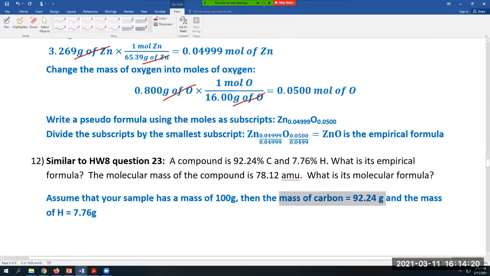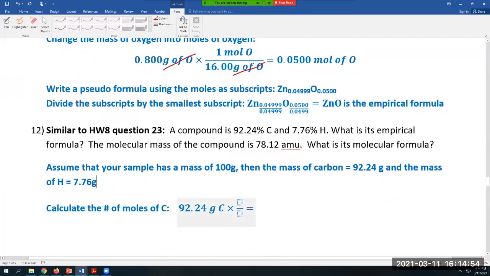That comes from the mass percent. And the mass of hydrogen will be 7.76 grams, and that comes from the percentage here. So change the percentages into mass for a mass of 100 grams of the sample. Then it's the same process. We will change the mass of each element into a number of moles. So let's do carbon first. Calculate the number of moles of carbon from the mass.